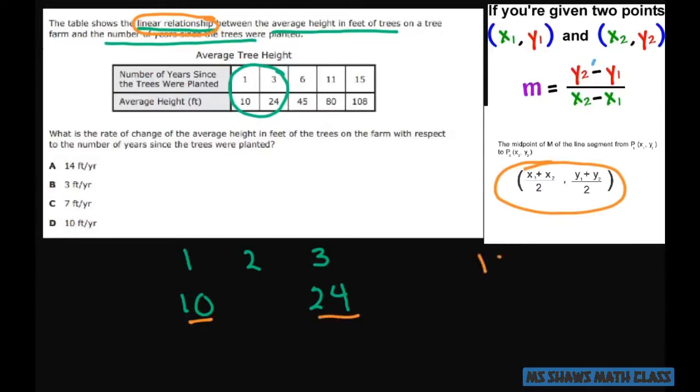So I'm just going to add these two numbers up and divide by 2, and that's 34 divided by 2, and that gives you 17.